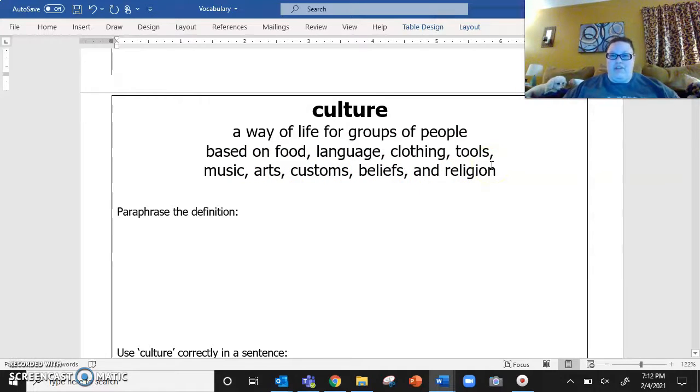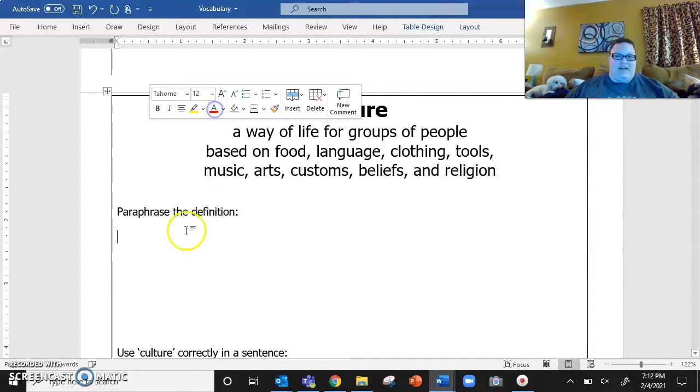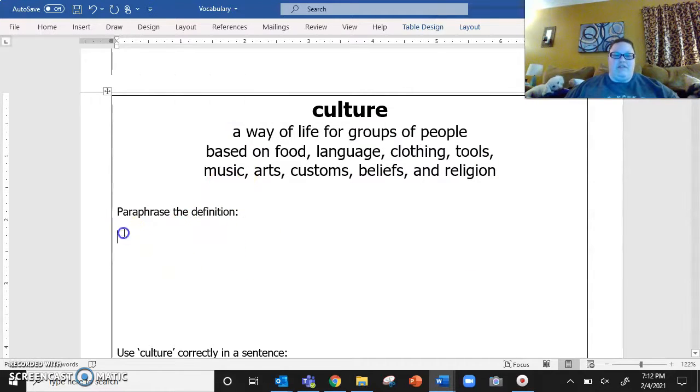Now, are these the only things that are part of a person's culture? Of course not. There are so many more, but I only got so much space. So we're going to paraphrase it, put it into our own words. Let's break it down. A way of life for groups of people.